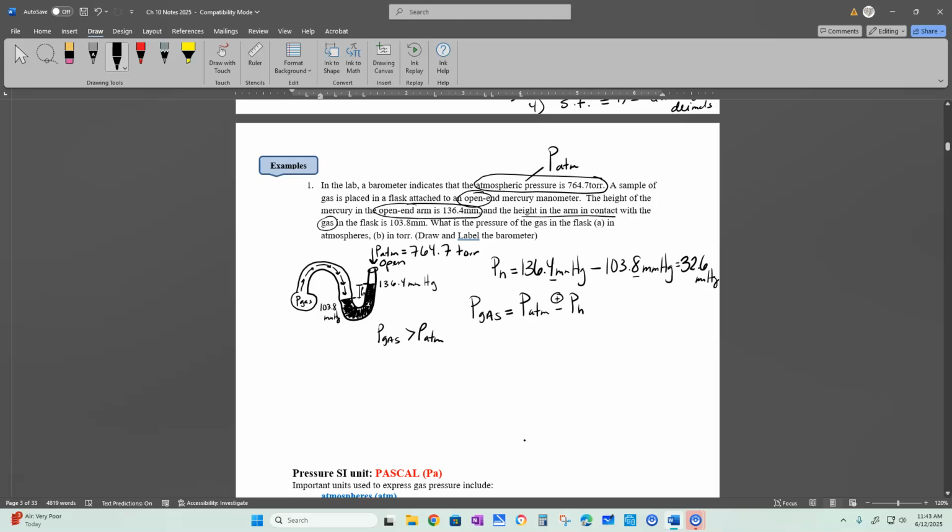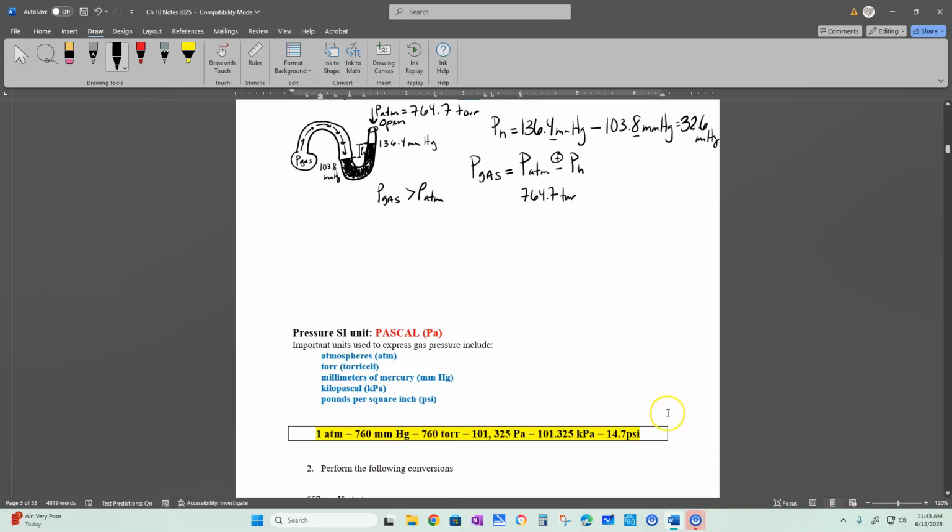I have torr for my open end, so my pressure ATM is 764 torr. But I have mmHg. Well, let's take a little gander at units. Pressure SI units. SI units, Pascal. This is the unit that we use to communicate in the world. So when we talk about pressure from one country to another, we got to make sure we're talking about a Pascal. Okay?